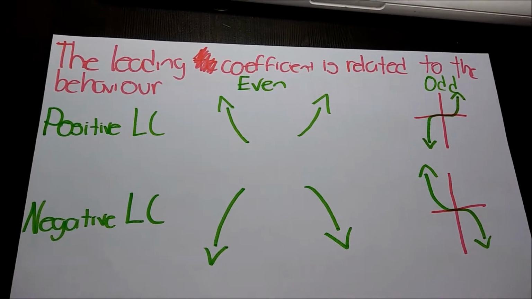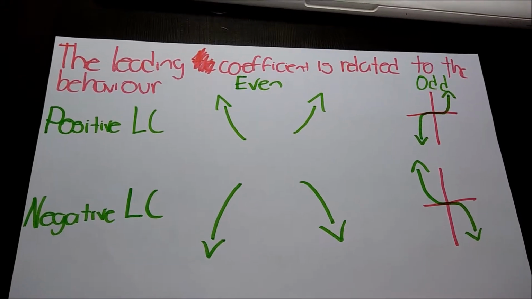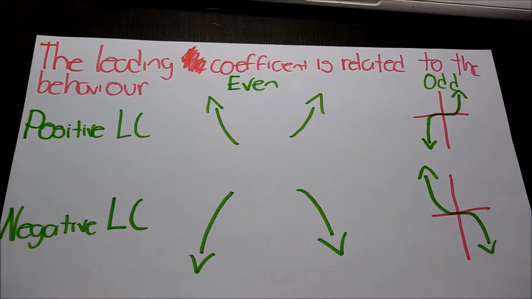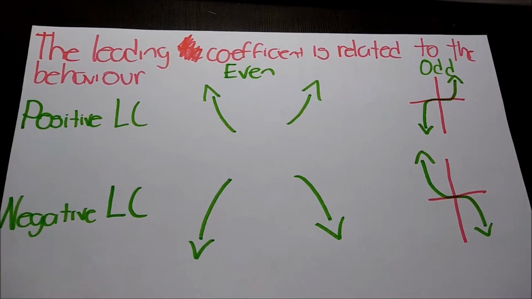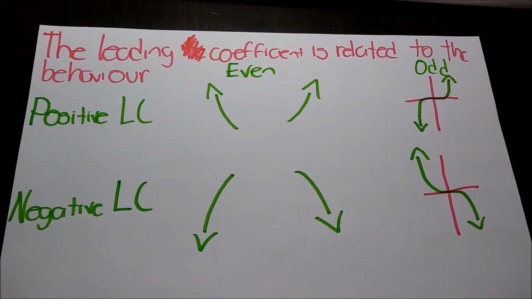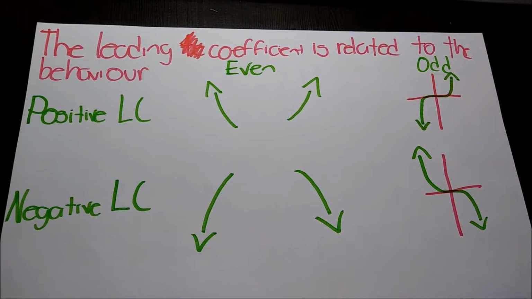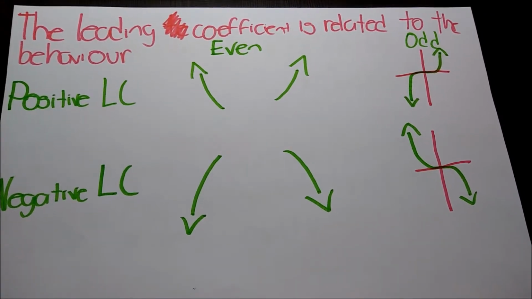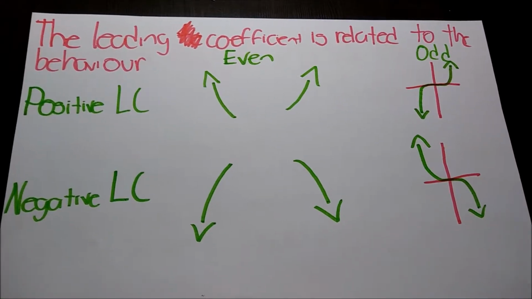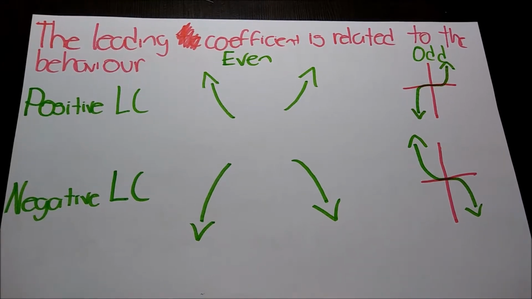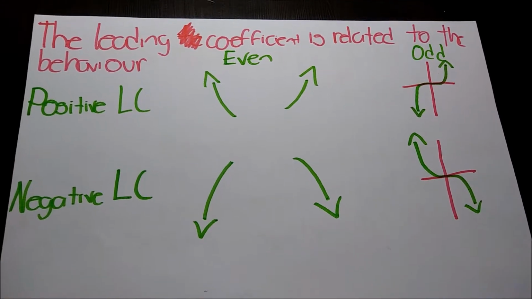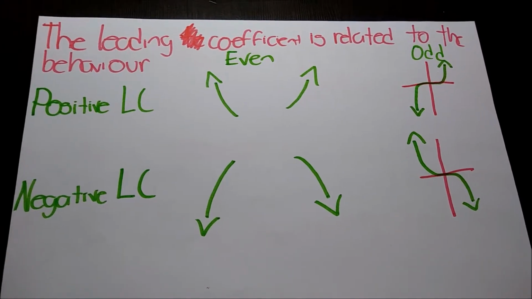And if the degree is odd but the leading coefficient is positive, it will start from minus infinity and it will end at infinity. If we have an even degree and a negative leading coefficient, it will come from minus infinity and it will end in minus infinity. If we have an odd degree and a negative leading coefficient, it will start from infinity and it will end at minus infinity. Let's see an example.